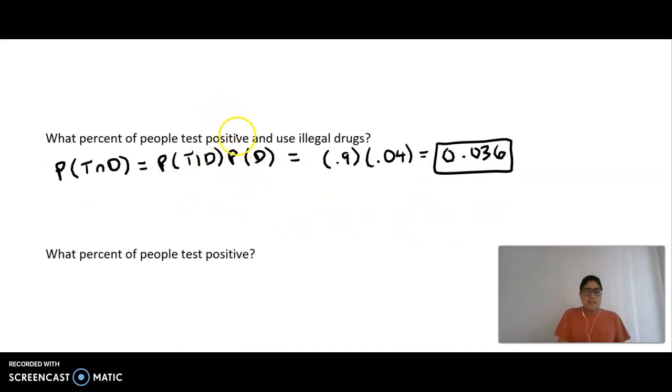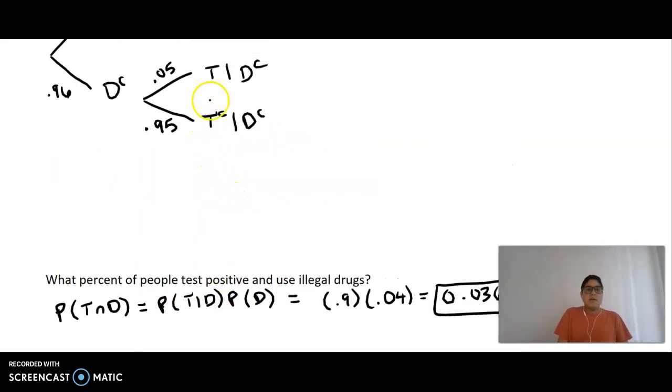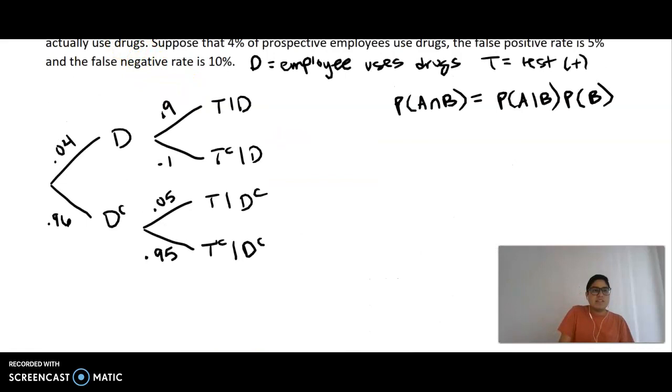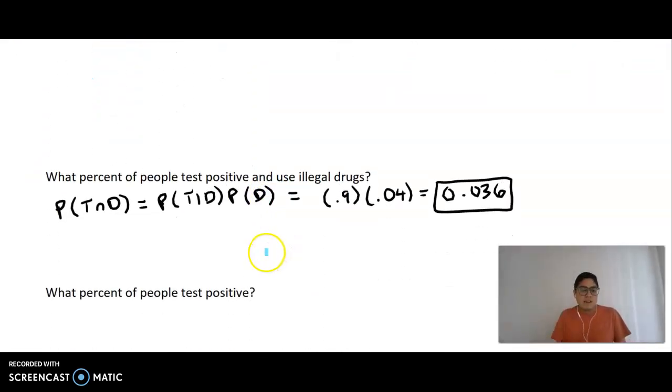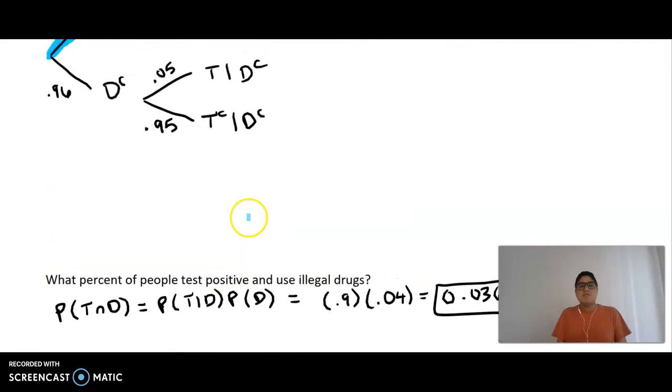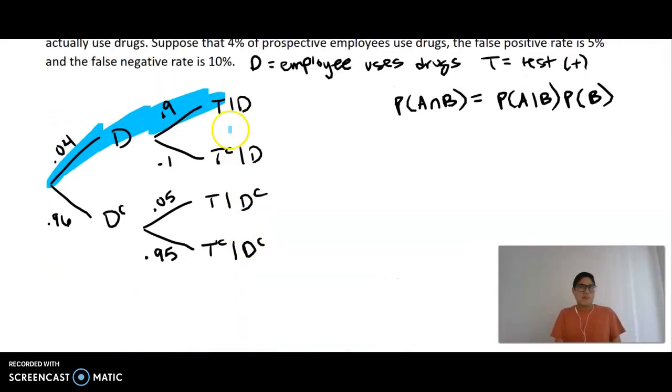And again, this part comes from this top branch. So I guess I shall highlight that for us. That is this branch here. Now, the next question asks what percent of people test positive? And for this one, you're thinking, well, we just found that 3.6% of people test positive. Well, what we actually found was that they test positive and they use drugs.